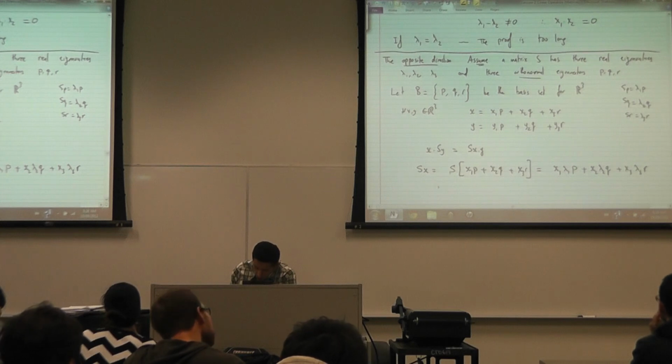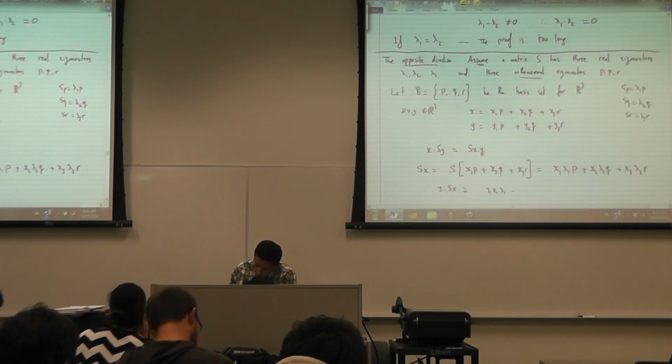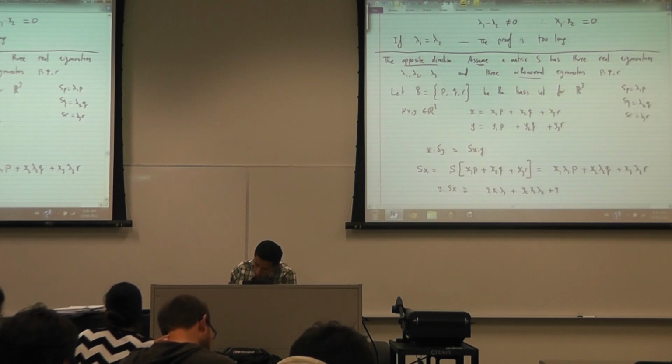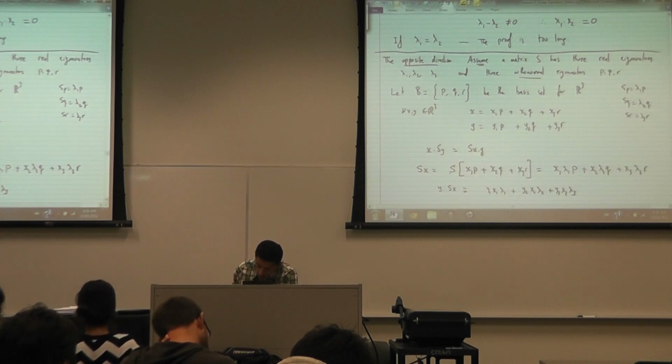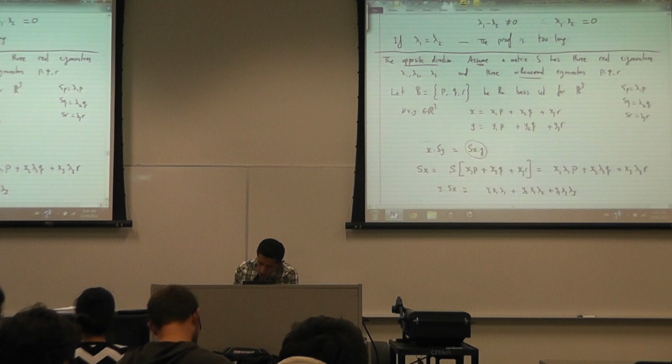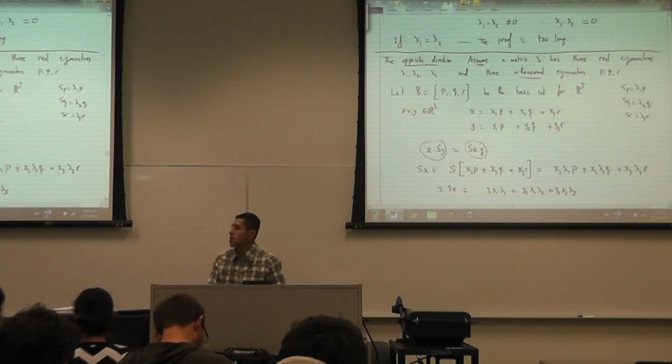And when you take the dot product y dot Sx, you'll get p dot p is 1, so you get y1 x1 lambda 1 plus y2 x2 lambda 2 plus y3 x3 lambda 3. So this is y dot Sx, and if you take x dot Sy, you will get the same, which means S is symmetric.